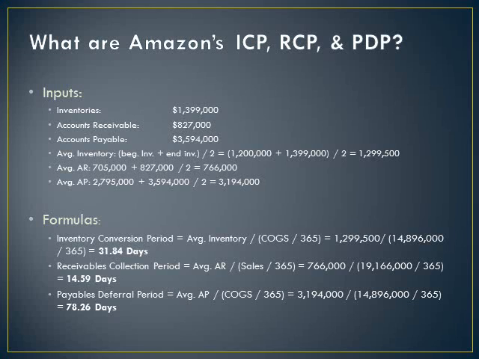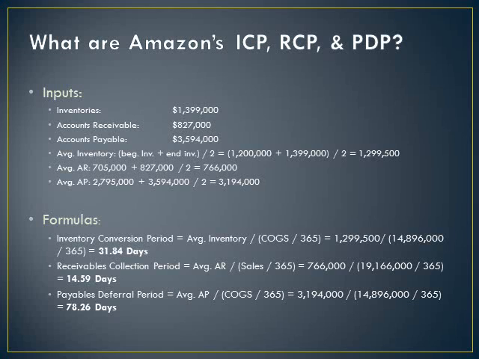What are Amazon's inventory conversion period, receivables collection period, and payables deferral period? Just like Barnes & Noble's, we take their average inventory, accounts receivable, and accounts payable in order to calculate these formulas. Amazon has an average inventory of nearly 1.3 million, average accounts receivable of 766,000, and average accounts payable of nearly 3.2 million.